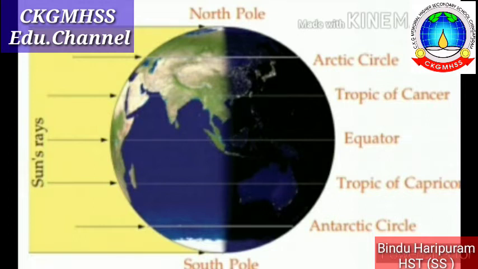Observe this picture. What do you understand from this picture? Solar energy is not uniformly distributed on the surface of the earth. As the equatorial region receives vertical rays of the sun, the temperature is very high here. The temperature gradually decreases towards the poles due to the inclination of the sun rays. The heat received on the surface of the earth is in accordance with the latitude of the place.